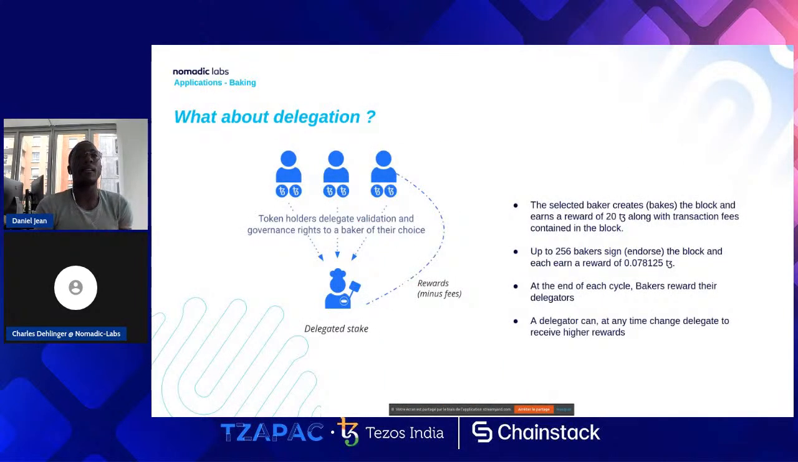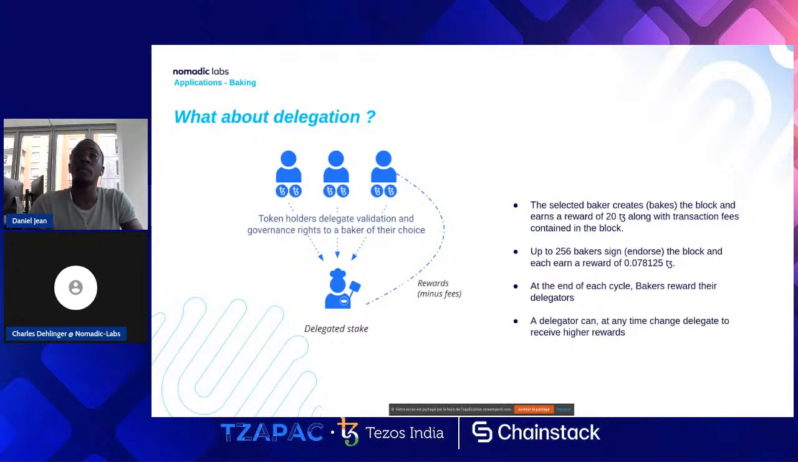So what about delegation? As I said before, any XTZ token holder can delegate his rights to vote for the network to a delegate, and these delegates, to thank their delegators, give rewards to them. So the selected baker creates, we can also say bakes, the block and earns a reward of 20 Tez along with transaction fees contained in the block.